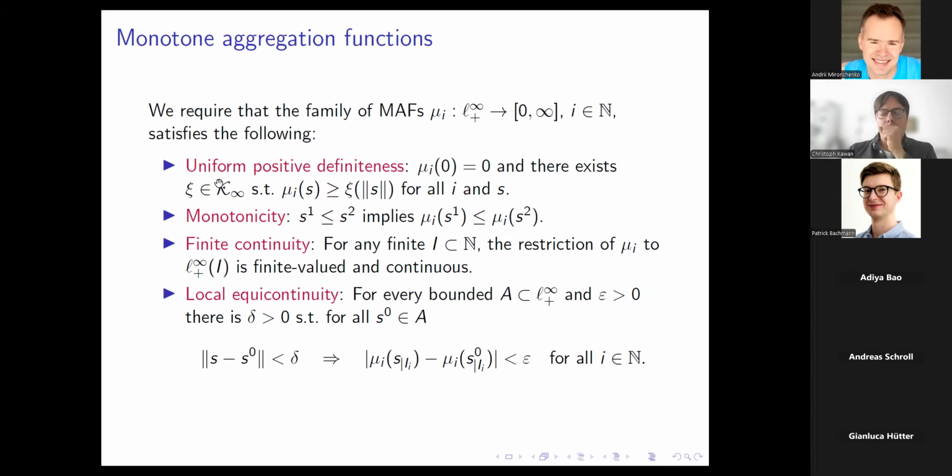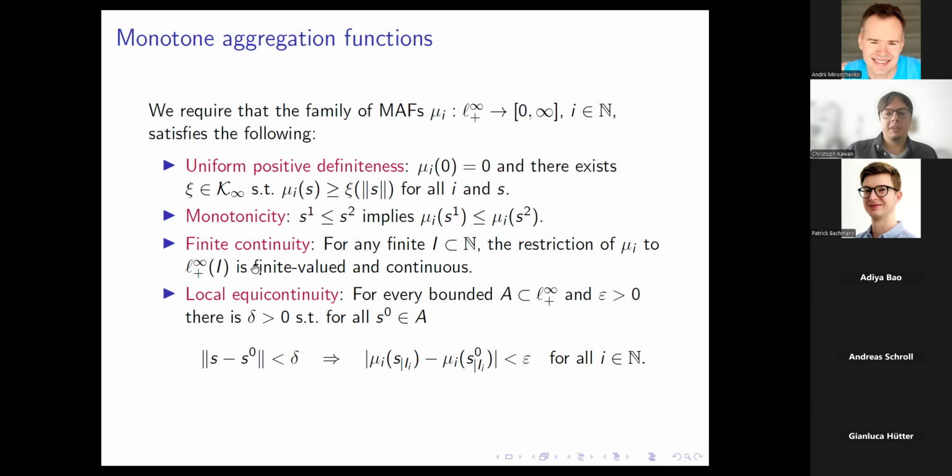First one is uniform positive definiteness. This means they're mapping 0 to 0, and there exists a K-infinity function psi such that we can bound them from below by psi of the norm of the vector s for all I and for all s. So this means uniformly in the index and over the whole cone. Then we have monotonicity. Monotonicity basically says if we have 2 vectors S1 and S2, which are related by our partial order, then if we evaluate the mu I at these vectors, we get the same type of inequality.